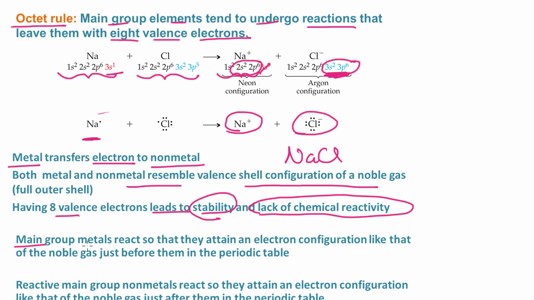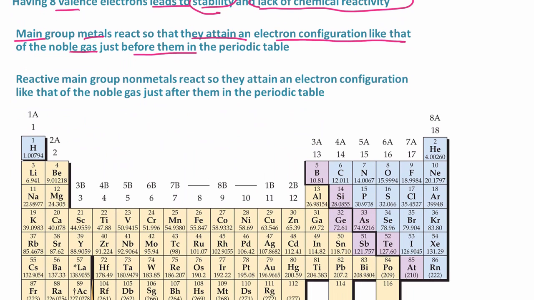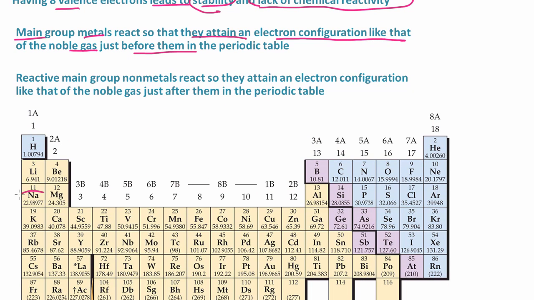So main group metals will react so that they attain an electron configuration like that of the noble gas just before them in the periodic table. Let's take a look at what that means. So we saw the sodium, it lost one electron and it acquired the noble gas configuration of neon. Magnesium in group 2A will lose 2 electrons, and again, it will acquire the noble gas configuration of neon.